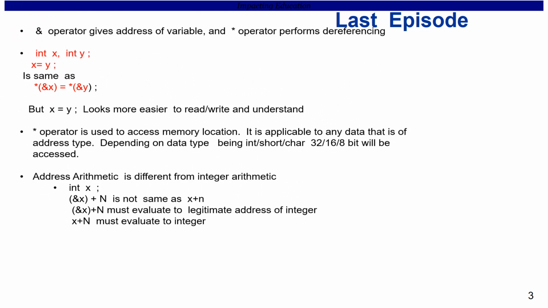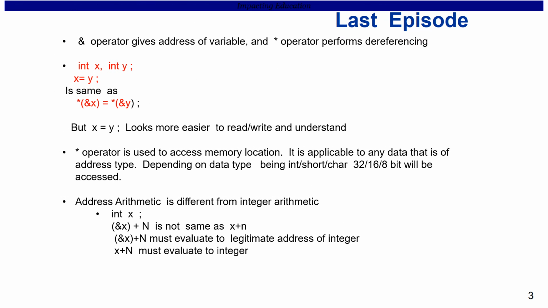In the last lecture, we saw that star of and of x equals star of and of y, where x and y are integers, is the same as x equals y, right? It's exactly the same. So star of and of x is kind of an alias of x, which means that wherever x is used, one can go ahead and write star of and of x. Both are aliases for each other.